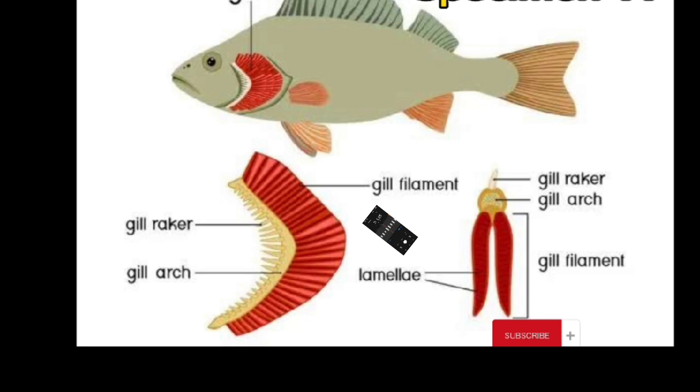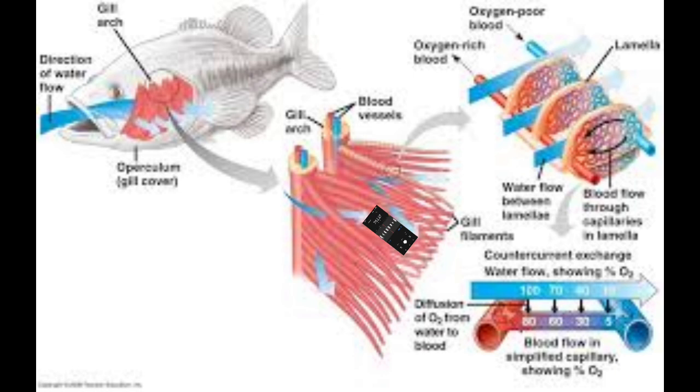Then the gill raker, what does it do? The gill raker filters food that comes in with the water, food like tiny larvae or insects that the fish might feed on. You understand? It filters it and eats. It doesn't have anything to do with respiration, the gill raker. Then the gill arc is the point that connects the gill raker with the gill filament and the lamella.